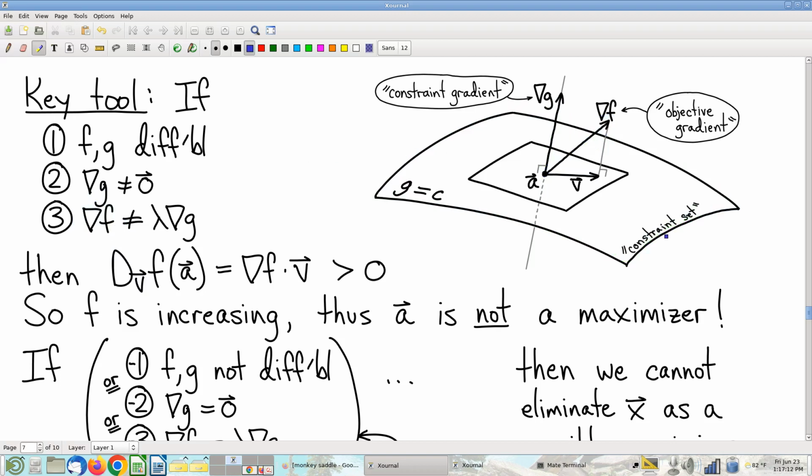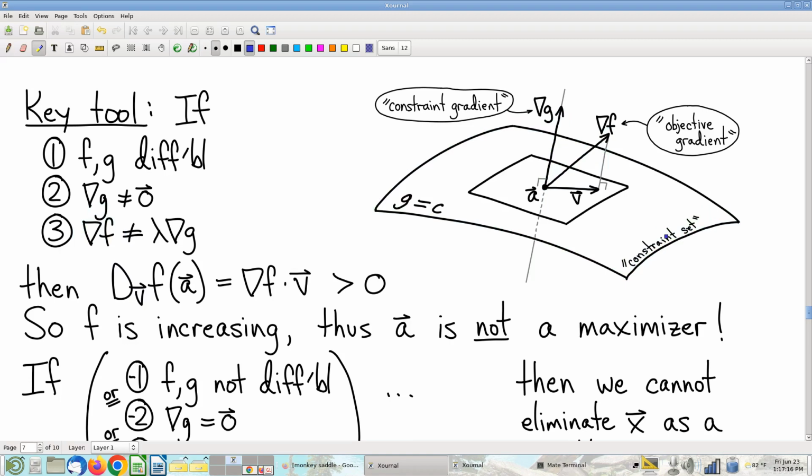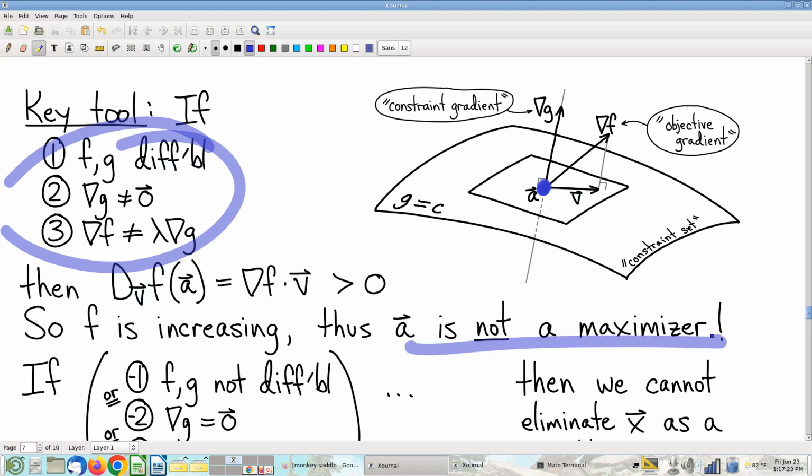The argument: I claim that if we make these assumptions about this point, then I can eliminate it as a possible maximizer. There's no way that point could possibly be a maximizer that I'm looking for. And I argue as follows.